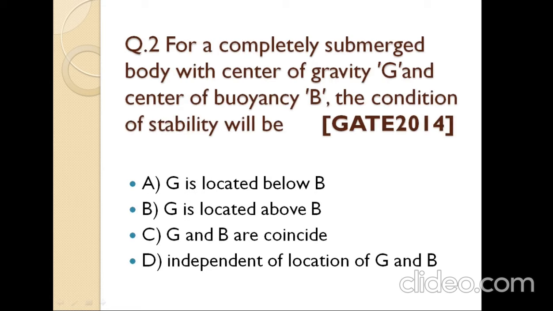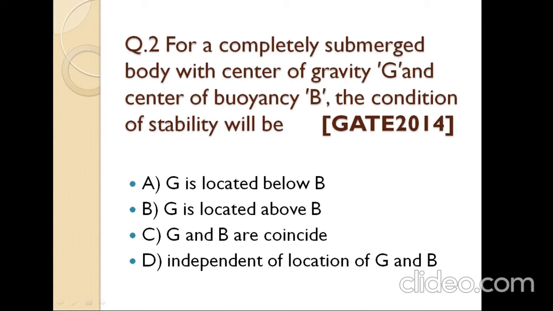Question second. For a completely submerged body with a center of gravity G and a center of buoyancy B, the condition of stability will be: option A, G is located below B; option B, G is located above B; option C, G and B coincide; option D, independent of location of G and B.